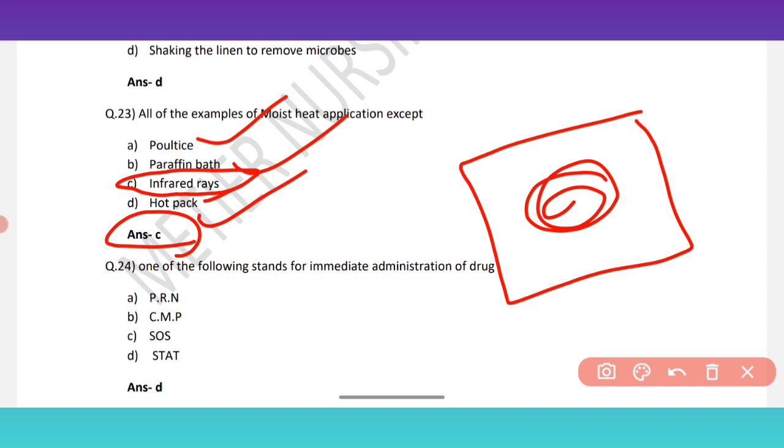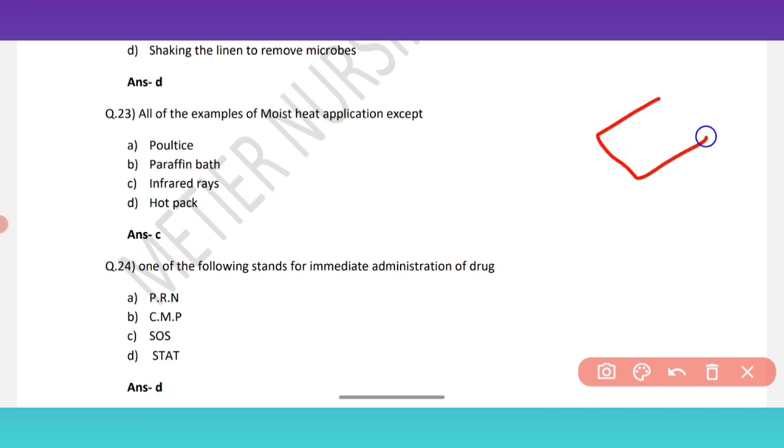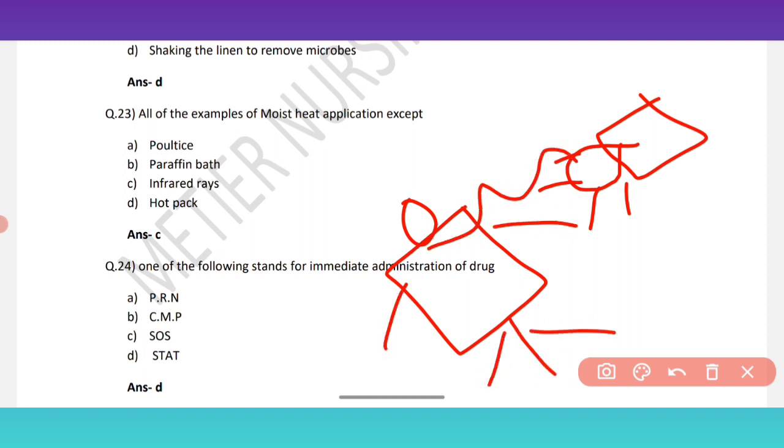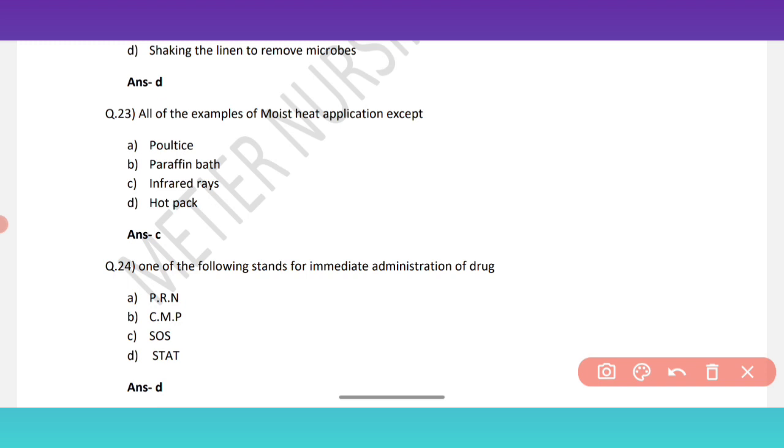The infrared lamp will be here, this is the lamp, and the body will be here, this is the patient's body. The light rays will come and touch the patient, there is no direct contact. Understand? Yes. So this is the dry heat. It is coming under what? Dry heat. So here the right answer is option C, infrared.